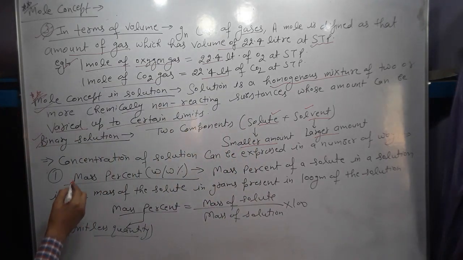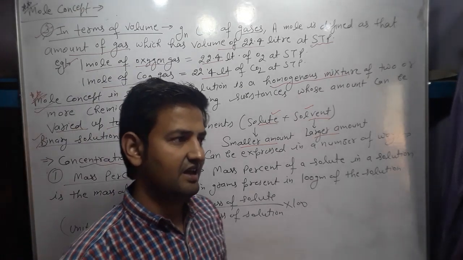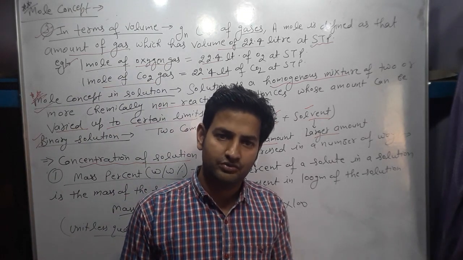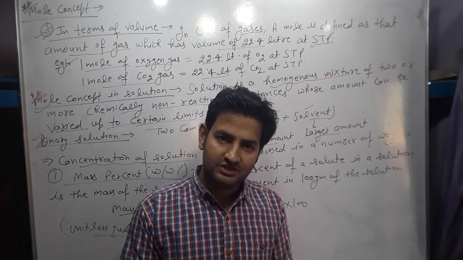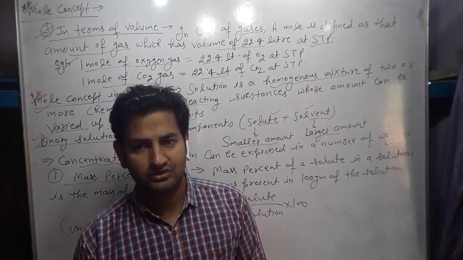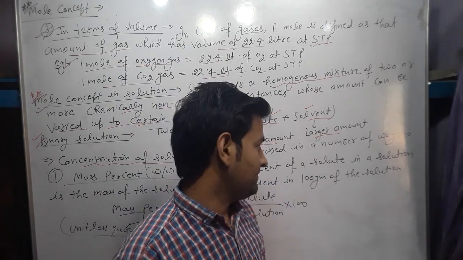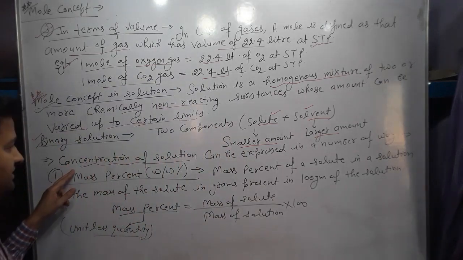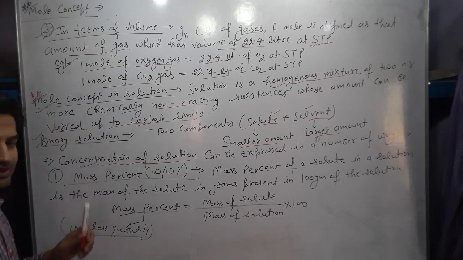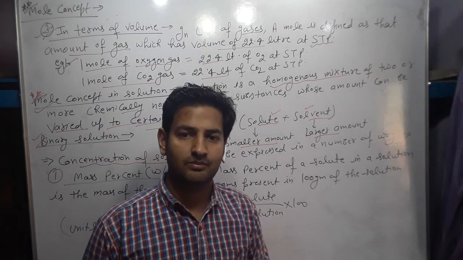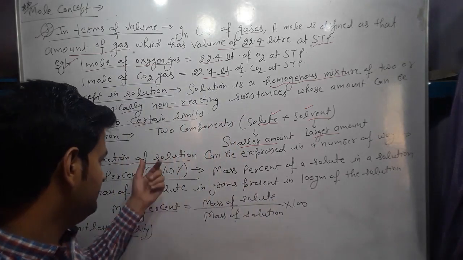Which solution is more concentrated and which is less concentrated is expressed in terms of the amount of solute. If the amount of solute is more, then the solution is more concentrated, and if the amount of solute is less, then the solution is less concentrated. The concentration of a solution is expressed in a number of ways. These terms may be mass percent, strength, molarity, molality, mole fraction, and parts per million. All these are the terms we will discuss.